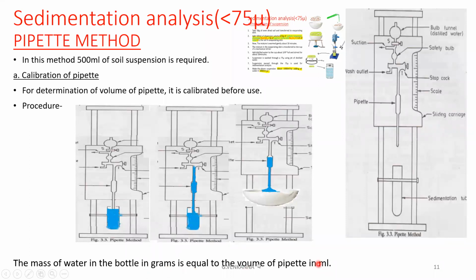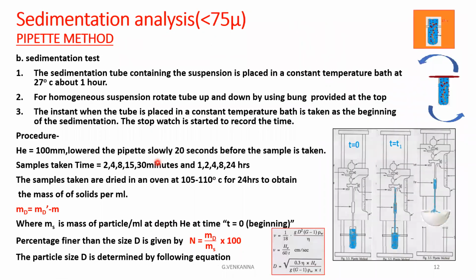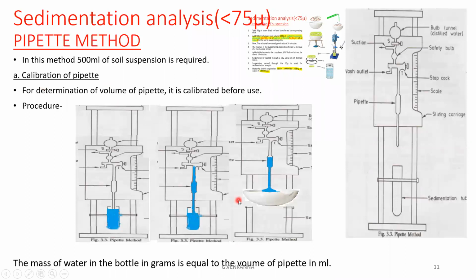So indirectly it gives the volume of the pipette in ml. Okay, in this way we can find the calibration of the pipette. The same process is followed in the next step for the soil suspension also. So this is the calibration of the pipette process.